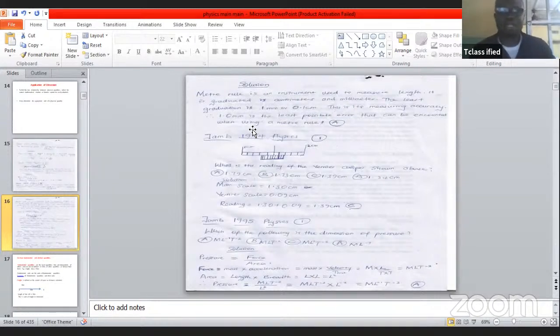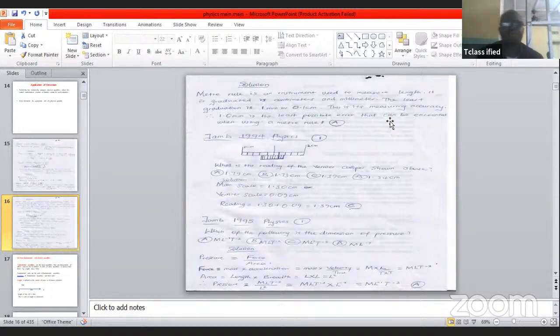Now, this is the measuring accuracy, 1 millimeter. You can see, so option A is the right answer. Okay, so let's move down to the next question, which is JAMB 1994 physics. The question says, what is the reading of the vernier caliper shown above?